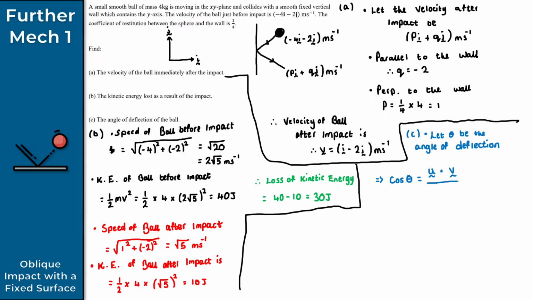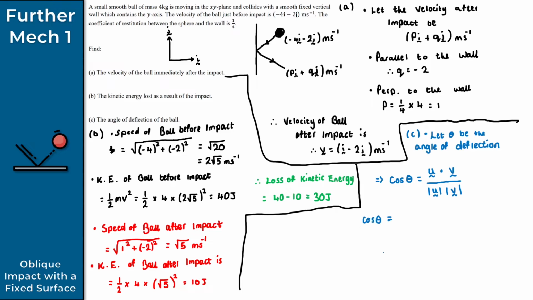And that's all over the magnitude of u, the initial velocity vector, times by the magnitude of the final velocity vector. Okay. So nice and straightforward here then. What would we get? So in that case here, cos theta, I'll write this down in full then.